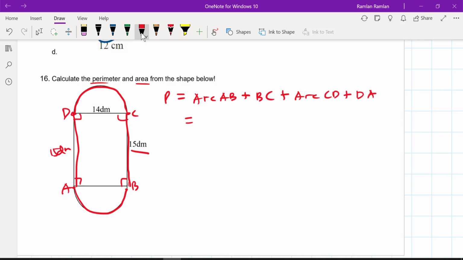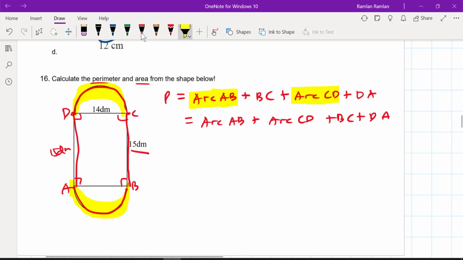Okay, now as you can see, guys, if I combine arc AB with arc CD, which is this one and this one over here, that will make the shape of a full circle. So if I add arc AB and arc CD, that will be the perimeter of a circle, or we call it the circumference, right? So I'm just going to rewrite that again: arc AB plus arc CD, and then plus BC plus DA. I've rearranged that so that the arcs are next to each other. Then again, if I add those two, there will be a full circle, right?